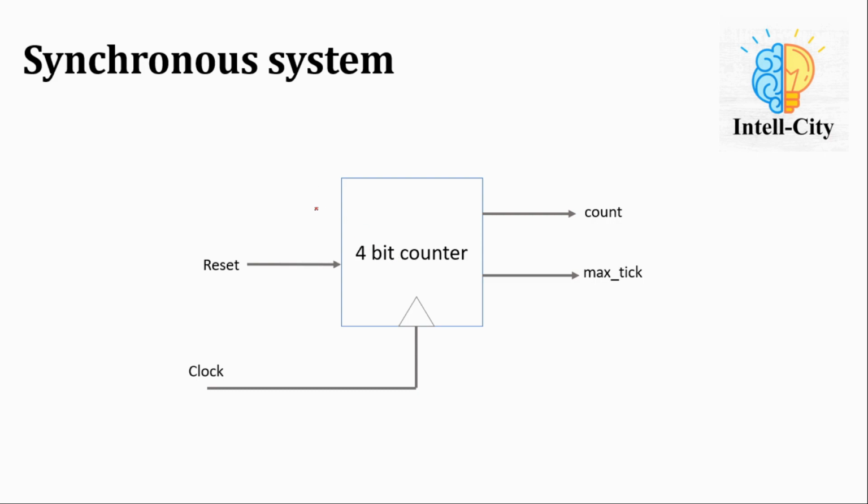This is the block diagram of the counter which we are going to design in this example. It has a reset signal, which is a 1-bit signal, and a clock signal, which is a 1-bit signal, and the clock is positive edge triggered. The count is a 4-bit output, and max tick is a 1-bit signal. Again, whenever the maximum value in the sequence is detected, this max tick flag will go high for one clock cycle, and for the rest of the sequence it will remain 0.